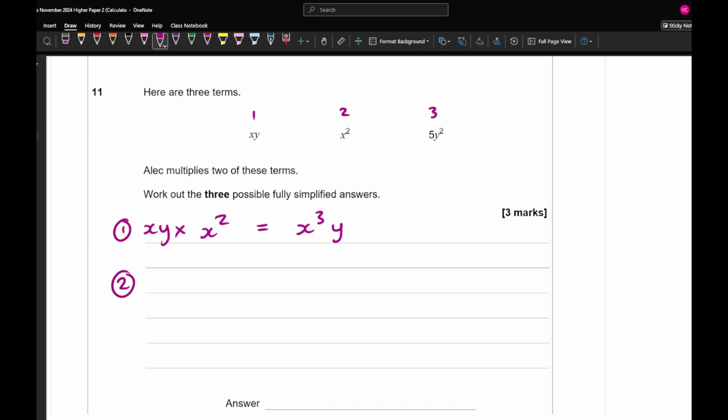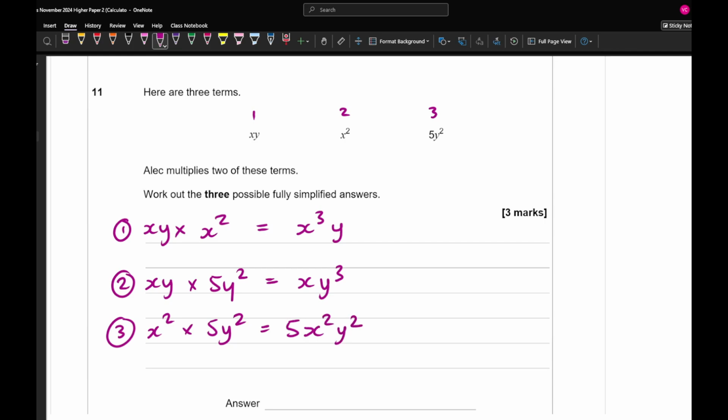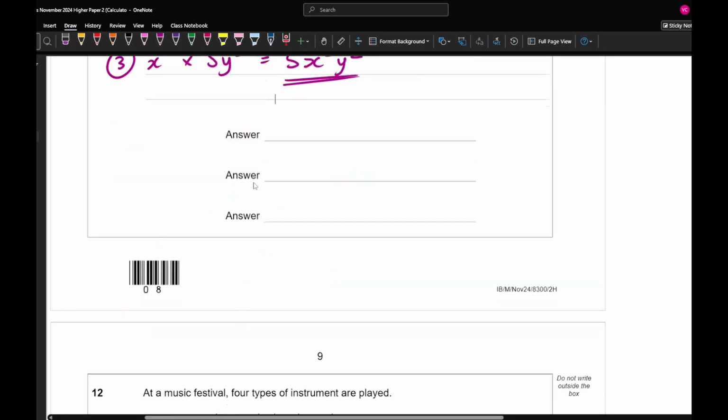Then my second one is going to be xy multiplied by 5y squared. So here I'm going to end up with 5xy cubed. And then the third possible option is doing x squared multiplied by 5y squared, which gives me an answer of 5x squared y squared. And these are my three options that I then need to write in my answer space.